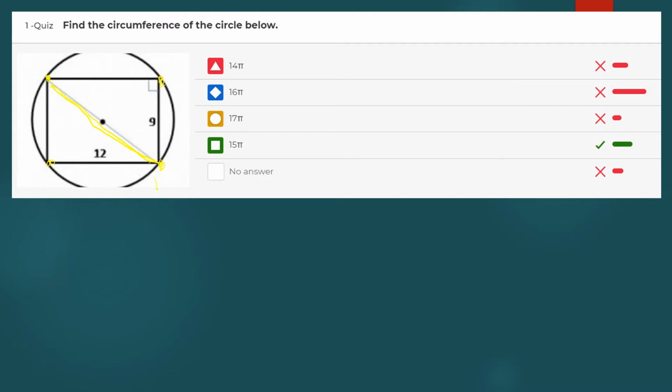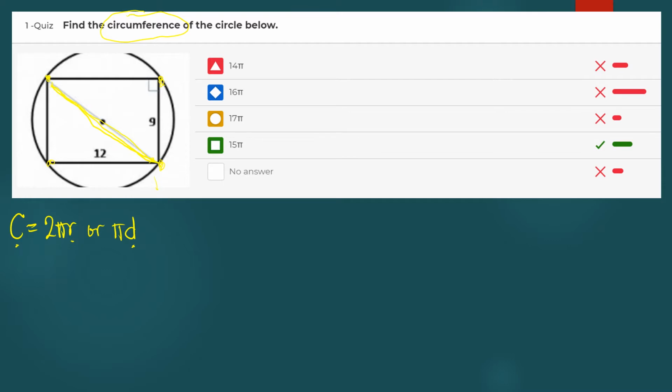Okay, so going back to our question, find the circumference of the circle below. To find the circumference of the circle, that will be equal to 2 pi r or pi d, right? So to do that, we need either the value of r or the value of d. Since we said earlier that the diagonal of our rectangle is at the same time the diameter of our circle, once we get this diagonal, we also have the value for our diameter.